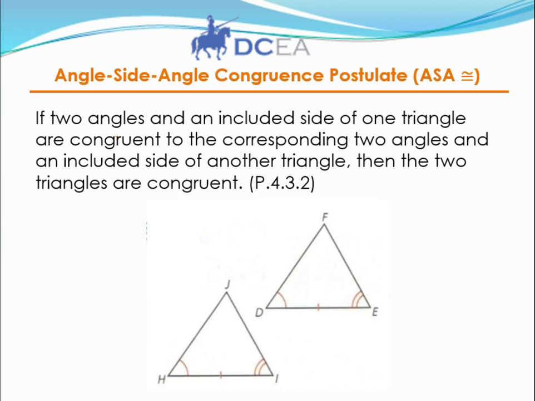If 2 angles and an included side of one triangle are congruent to the corresponding 2 angles and an included side of another triangle, then the 2 triangles are congruent. In these 2 triangles, you can see we have angle H with 1 arc, congruent to angle D with 1 arc, angle I with 2 arcs, congruent to angle E with 2 arcs, and the included side HI congruent to DE.